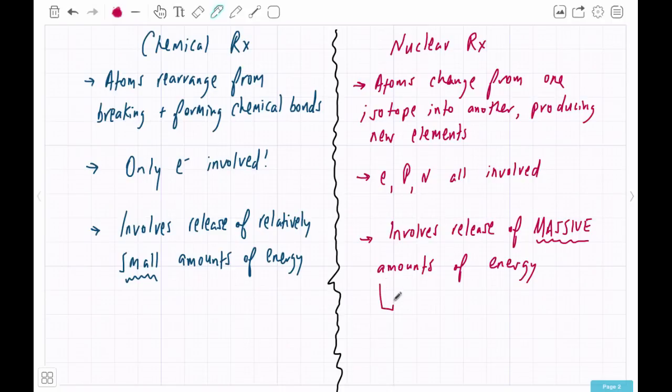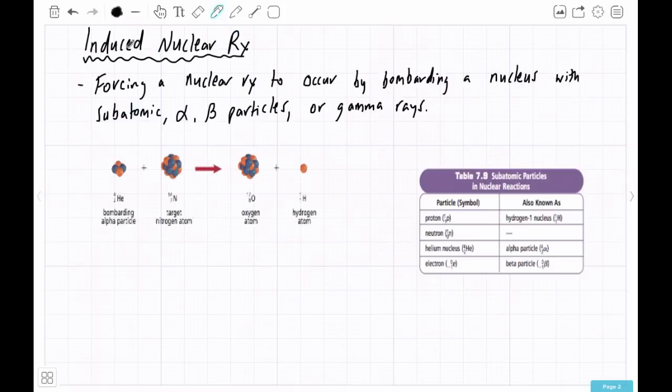To understand the magnitude of where all this energy comes from, think of the equation E equals mc squared. This is Einstein's famous equation, one of the ones that made him quite famous, where energy is equal to mass times the speed of light squared. The speed of light is such a massive number that even with a small amount of mass, we can end up with a very large amount of energy.